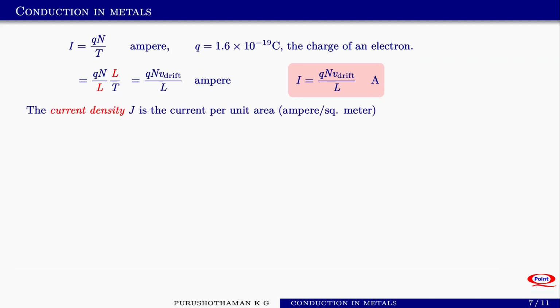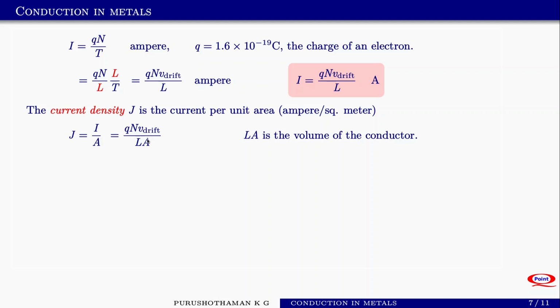The current density J is the current per unit area, that is measured in amperes per square meter. So if you divide the expression for current by the area of cross section, you will get the current density. So J is equal to I by A. We have an expression for I here, Q into N into V drift by L, divided by A. So this is the expression for the current density.